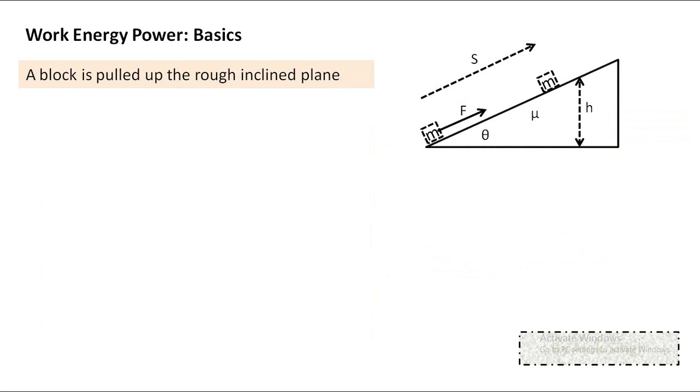Another question: a block is pulled up the rough inclined plane. The angle of inclination of the plane is theta, and the coefficient of friction is mu. A block of mass m is being pulled up the slope by a force F. The displacement along the slope is equal to S. Find the work done by the external force.